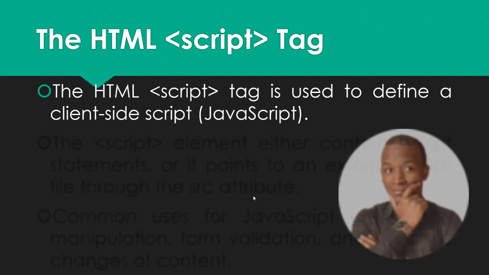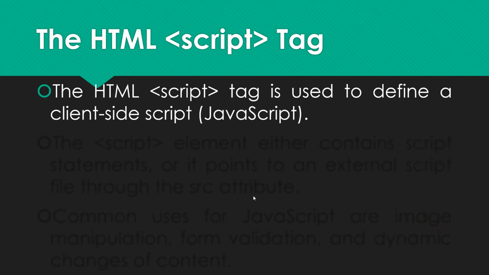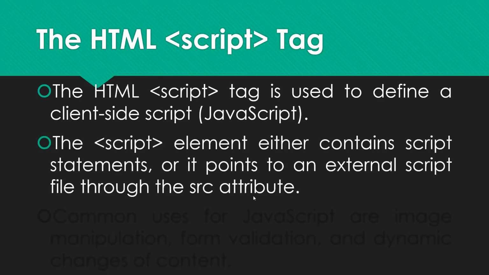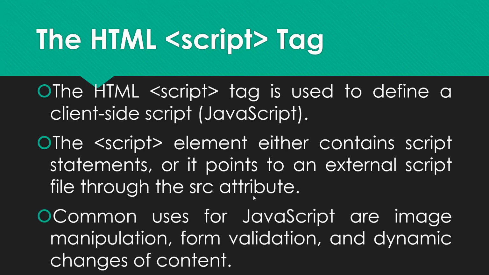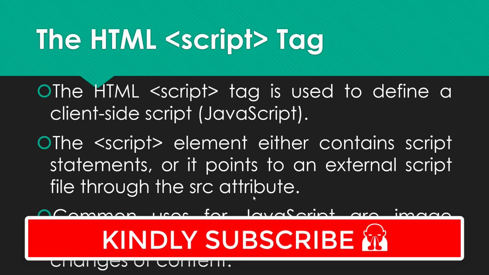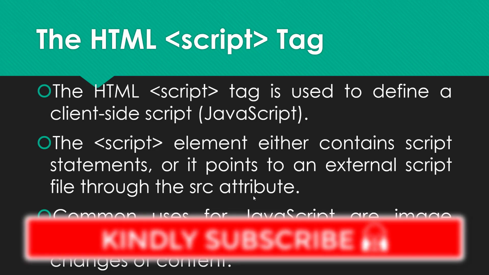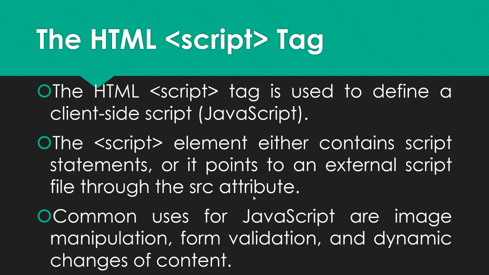So the HTML script tag is used to define a client-side JavaScript. The script element either contains a script statement or it points to an external script file through the src attribute. Common uses for JavaScript are image manipulation, form validation, and dynamic changes of content in a web page. So we use JavaScript to manipulate or perform the logic on the client side, in the website.